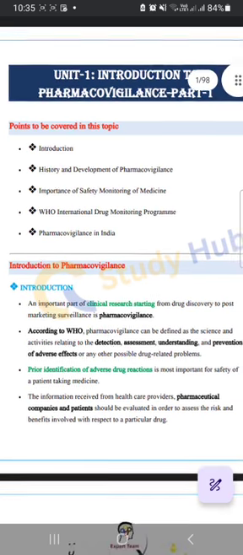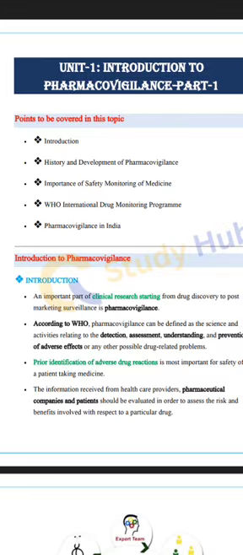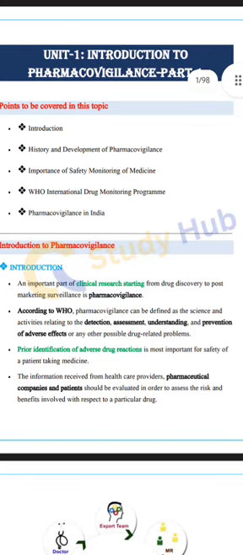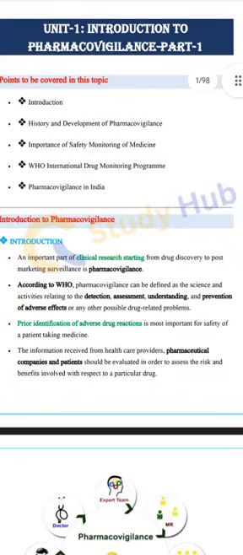First of all, I would like to explain what we mean by pharmacovigilance. It is derived from a Greek word: pharmakon, which means a drug, and vigilance means alertness. So an important part of clinical research, starting from drug discovery to post-marketing surveillance, is pharmacovigilance. According to the WHO, pharmacovigilance can be defined as the science and activities relating to the detection, assessment, understanding, and prevention of adverse effects or any other possible drug-related problems.